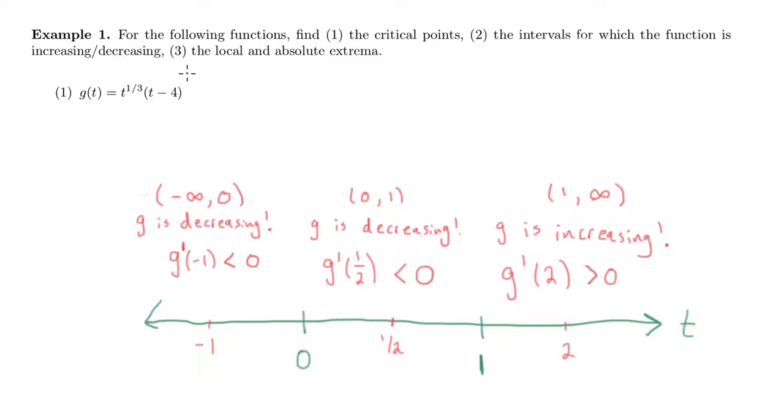Let me start up here. So it's decreasing, the derivative becomes undefined, then it's decreasing, becomes 0, then it's increasing.